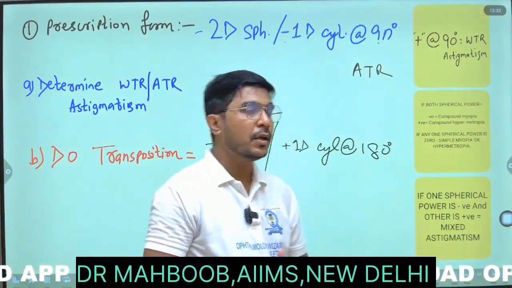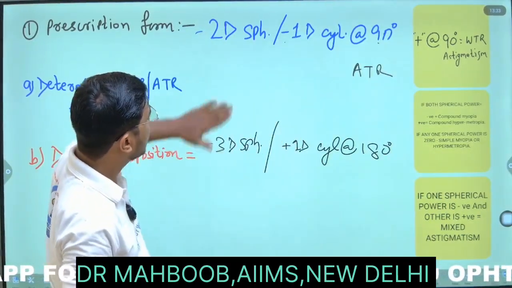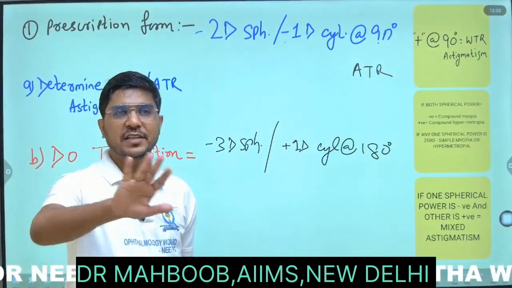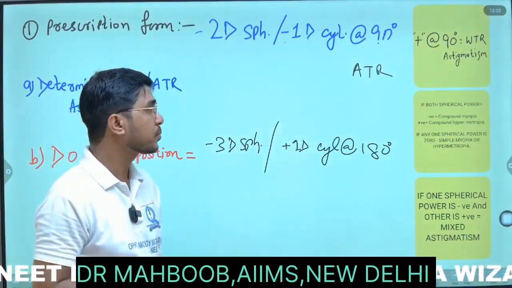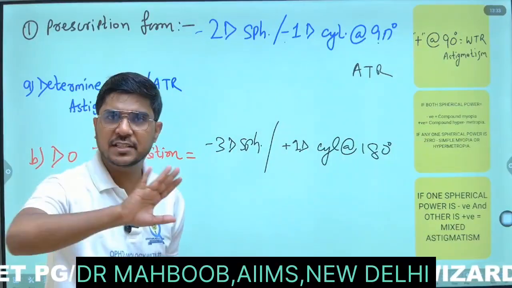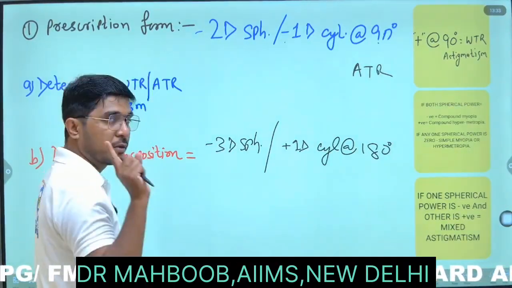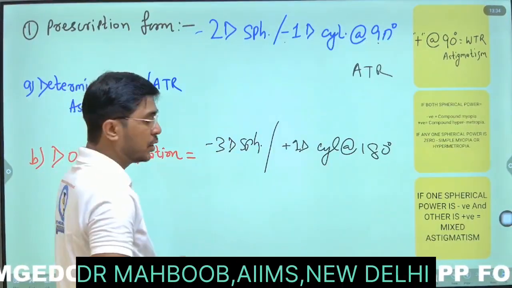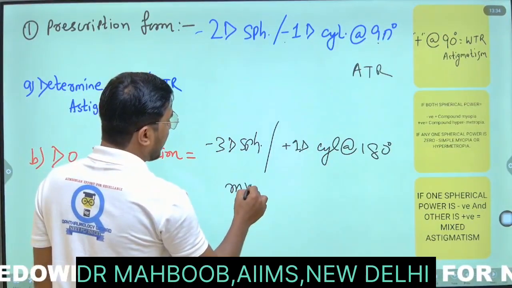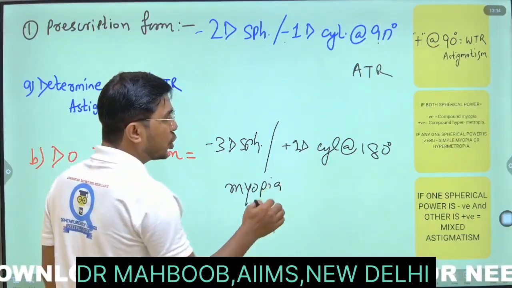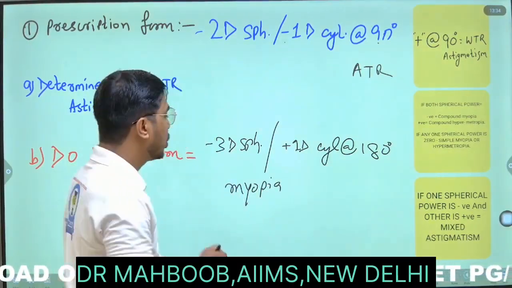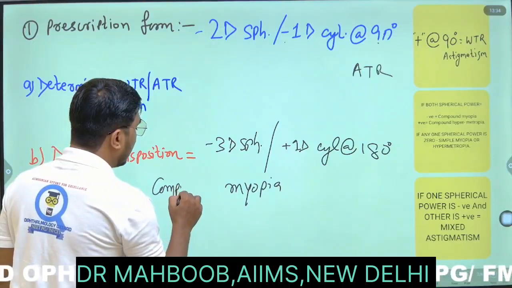Okay? In both spherical powers, can you see any zero? No. That means it is not simple. Okay? That means you rule out the simple. It is not simple. Second thing, both of them are negative. So this is myopia, and since you know both of them are not zero, any of them are not zero, so it is compound myopia.